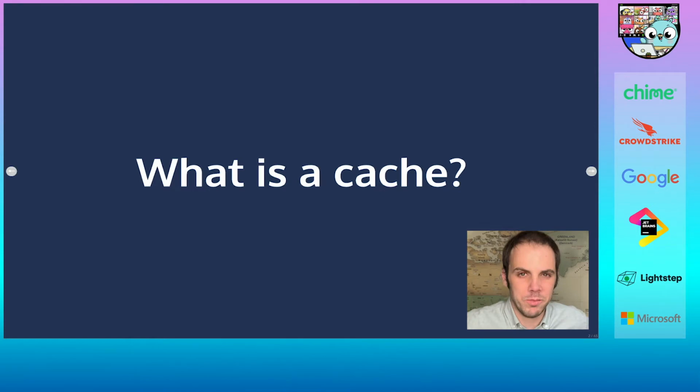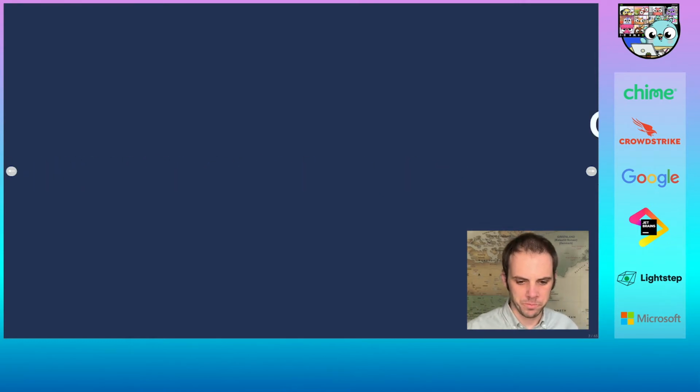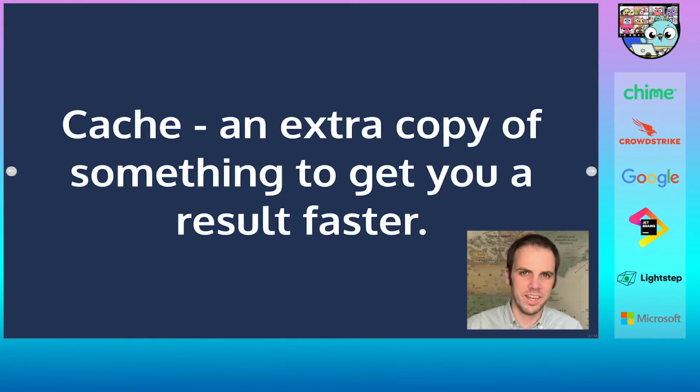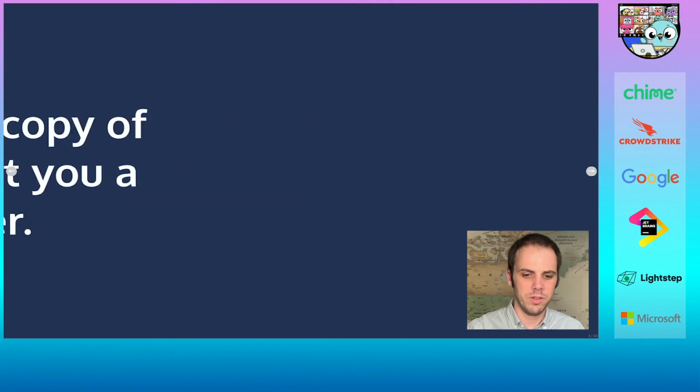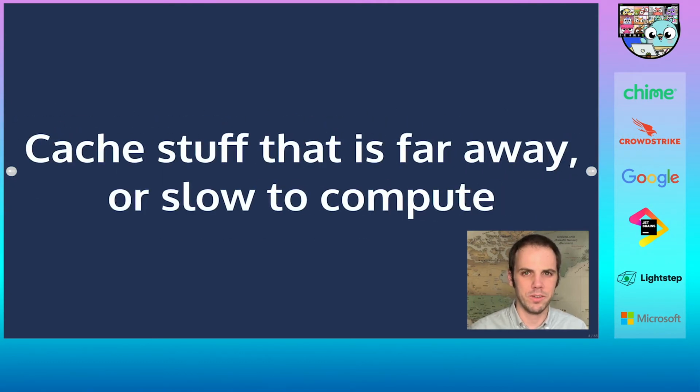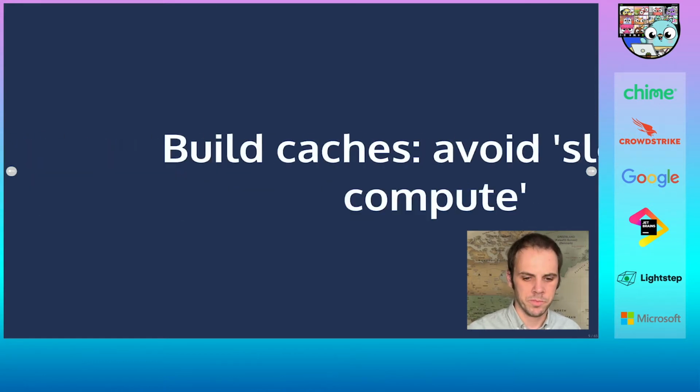What is a cache, you might be asking? For me, a cache is an extra copy of something that you make locally to get you a result a little bit faster. Generally, you do it when you have things that are either far away or take a long time to retrieve or are really slow to compute, right? So when we have a local copy, we can speed up our operations considerably by avoiding doing computation or avoiding needing to travel really far to go get a result.